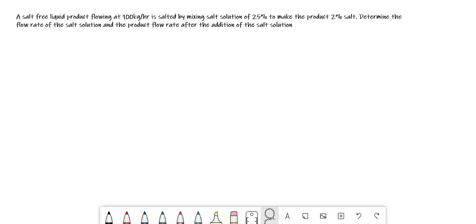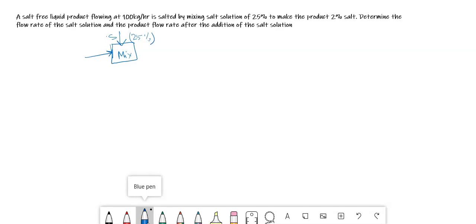So, in the same way, let us start with the diagram. Let this be the mixer. Salt solution is entering, which has 25% concentration, but we don't know its flow rate. So let it be S.